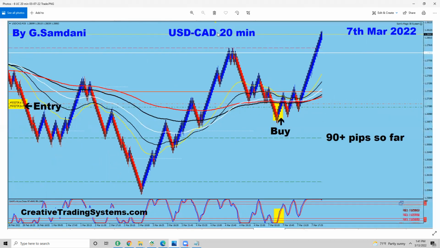This is USD CAD. And I made a CAD, well, forget about that.